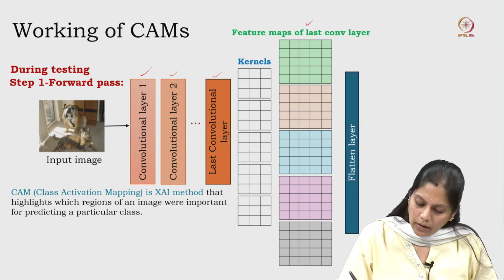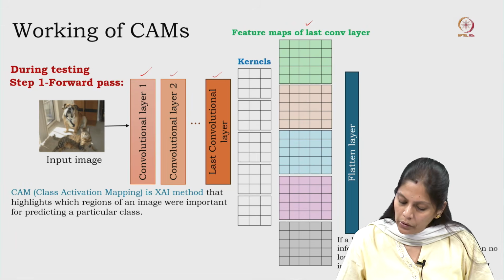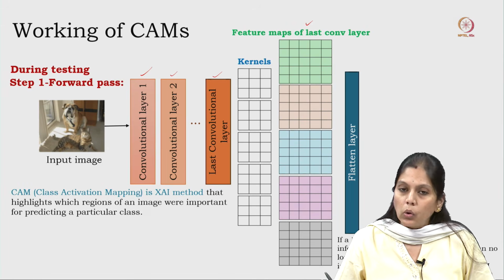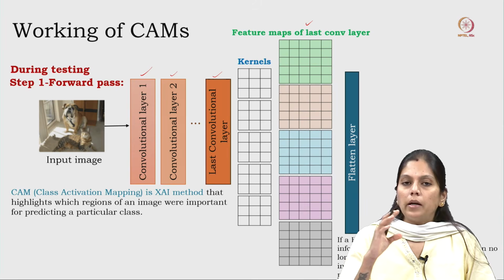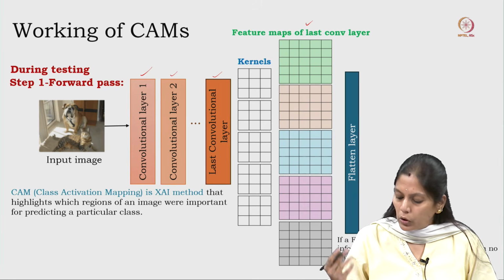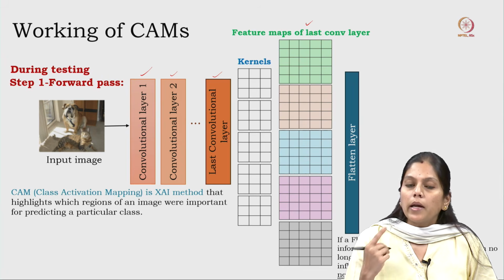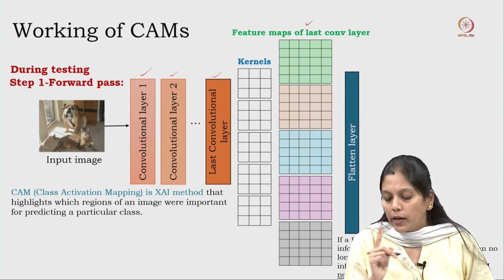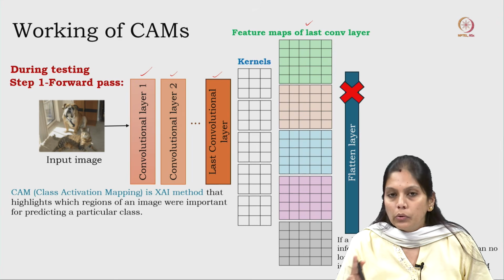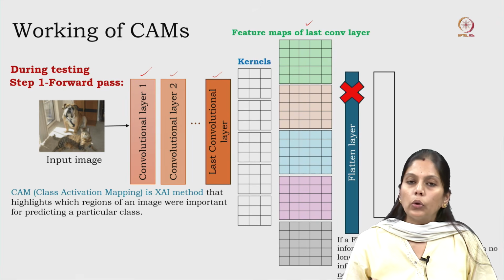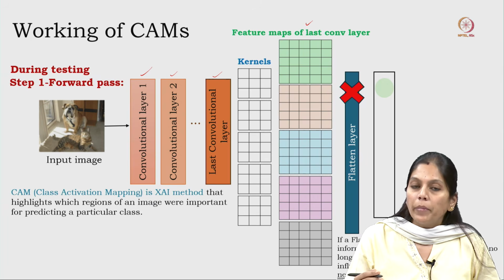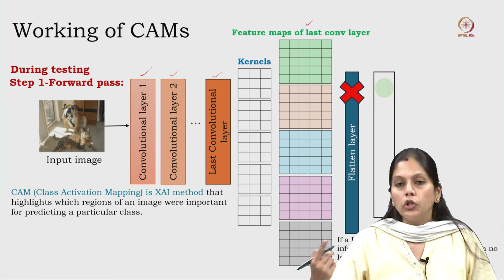A flatten layer would make us lose that information, something which is in matrix form. Therefore, CAMs make one change here. They do not use the flatten layer. Instead of a flatten layer, they calculate something called global average pooling.